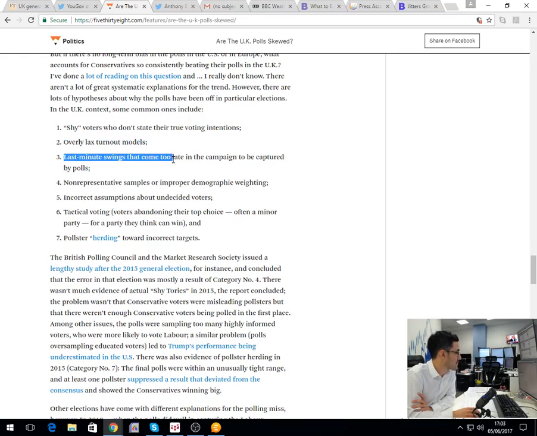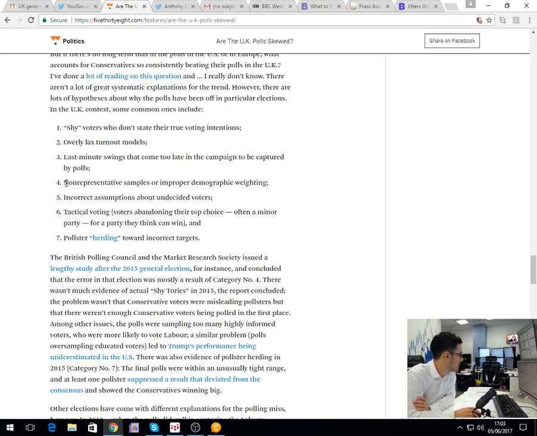Third, last-minute swings that come too late in the campaign to be captured by polls. One thing that's happened is the terrorist attack that took place on Saturday in central London. We'll be monitoring the polls over the coming days to see whether that makes much difference. But looking objectively at that situation, the Conservatives did bounce back slightly when the Manchester situation occurred, and typically that strong and stable mantra was something Theresa May was talking about quite aggressively in her press conference today. Will that win over voters is yet to be seen.